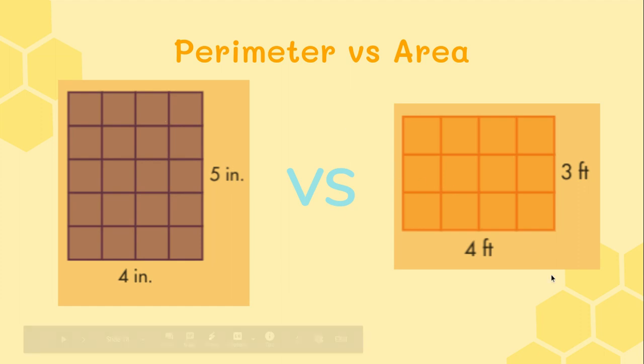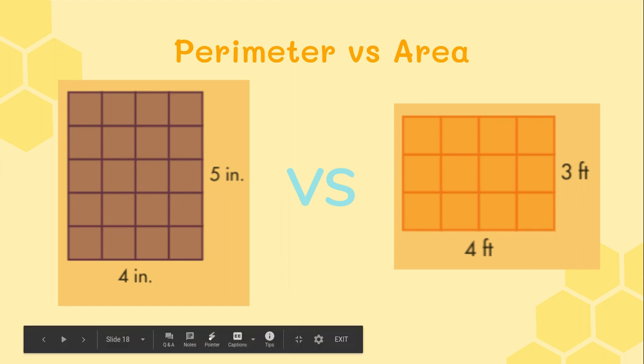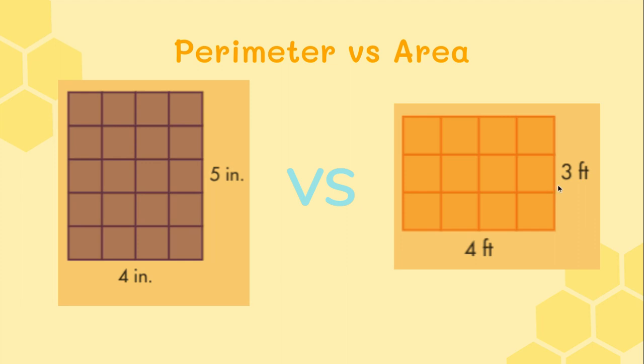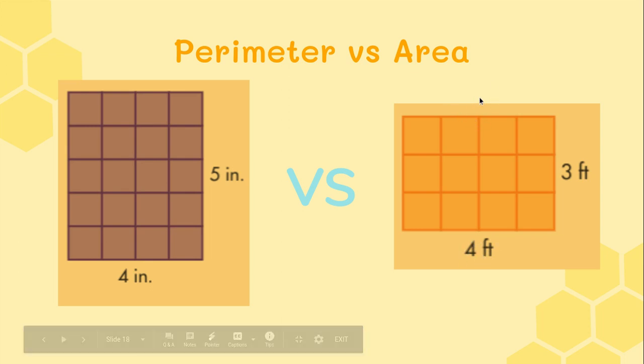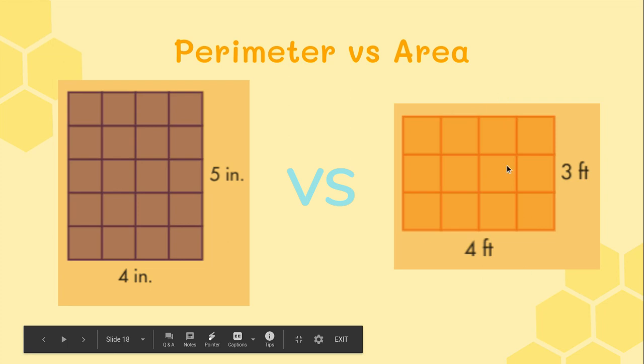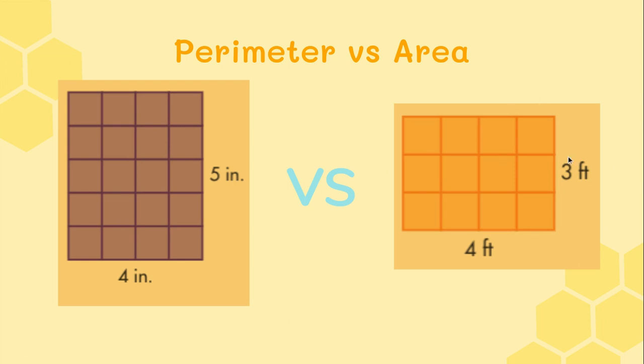Okay, now let's look at this one. Let's do perimeter first. I know that this side is 3 feet, so this side is also 3 feet. 3 plus 3 is 6. My side right here is 4, which means this side up here is also 4, so that is 8. 4 plus 4 is 8. 8 plus 6 is 14. So my perimeter of this shape is 14 feet.